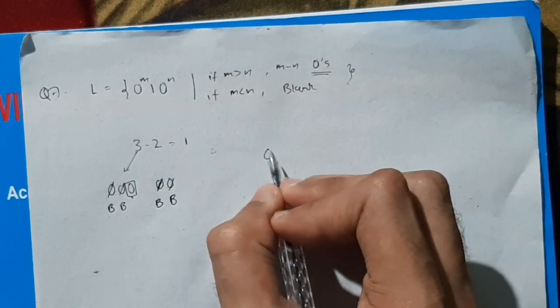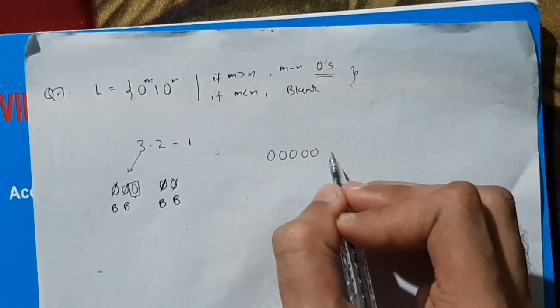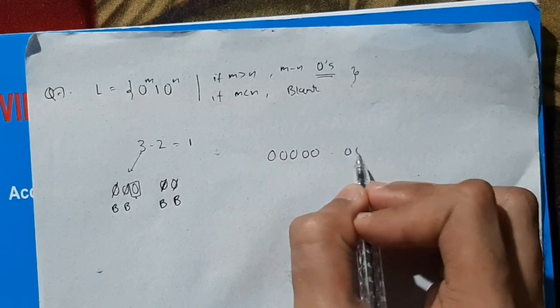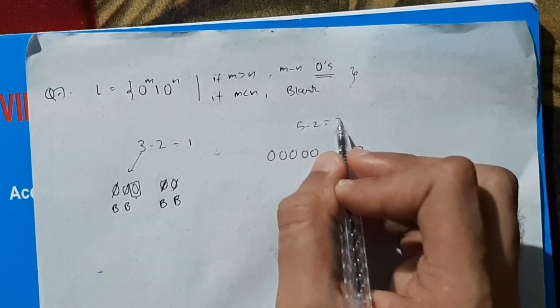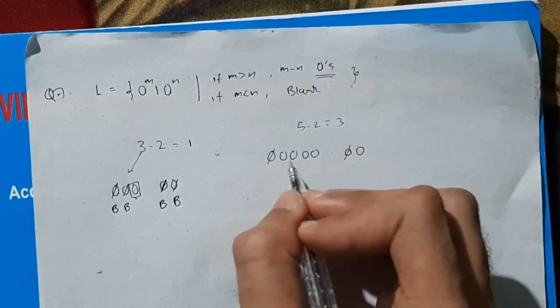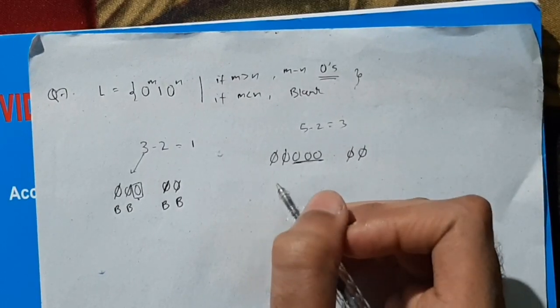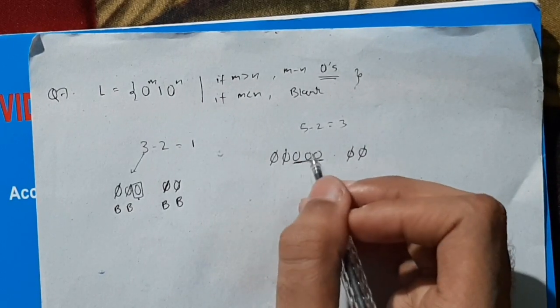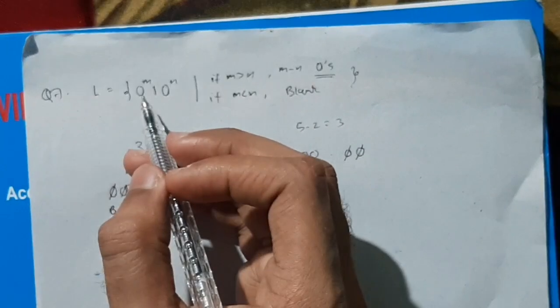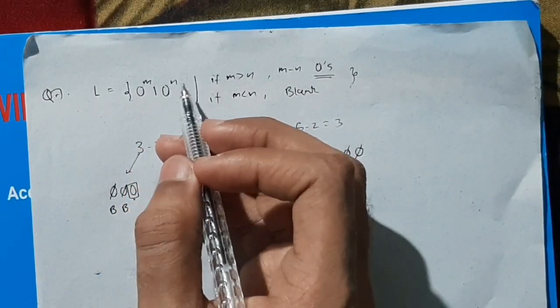Let's take another example here. I'll take 5 zeros, and I'll take 2 zeros here. So 5 minus 2, I should get 3. For this one I will cut it with this one, and so on. So how many are remaining? 3. So my answer will be 3, by counting the number of zeros. This is the same thing which is happening here: 0 power m, 1, 0 power n.